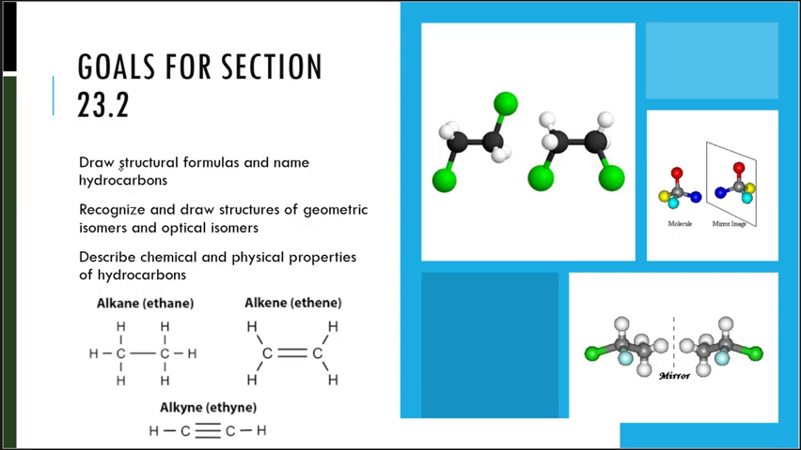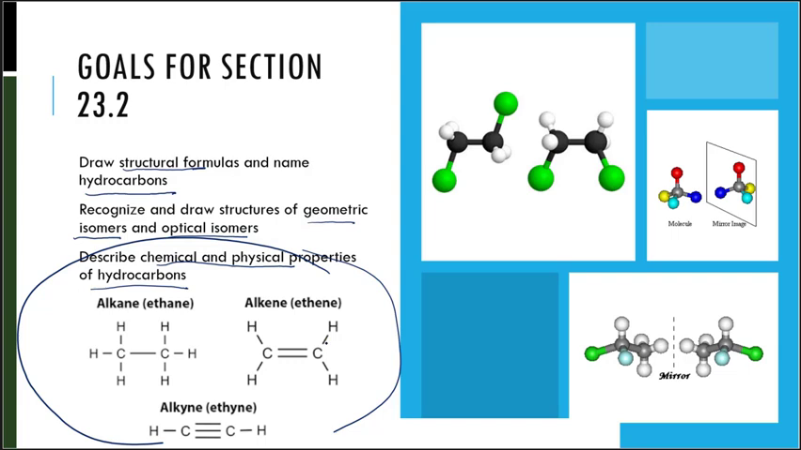In this next section we will draw structural formulas and name hydrocarbons, recognize and draw structures of geometric isomers and optical isomers, and describe chemical and physical properties of hydrocarbons. Here's just an example of when we are looking at naming hydrocarbons. If we have single bonds, it's an alkane. If we have a double bond, it's an ene, and if we have a triple bond, it's an yne.